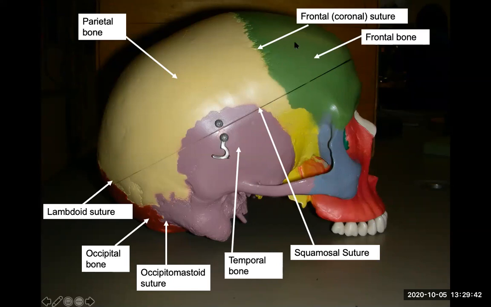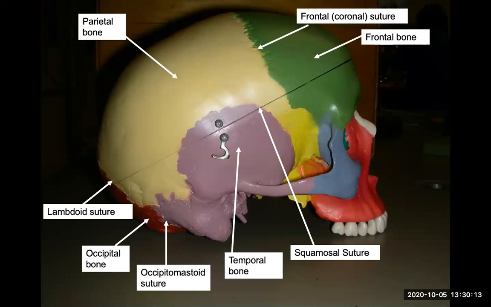Between your frontal bone and the two parietal bones, you have your frontal or coronal suture. Between the parietal bones and the occipital bone, you have the suture called the lambdoid suture. And then between this bone right here, this protrusion you see on the side, which is called the mastoid process, and the occipital bone, you have another suture right here, which is called the occipitomastoid suture.